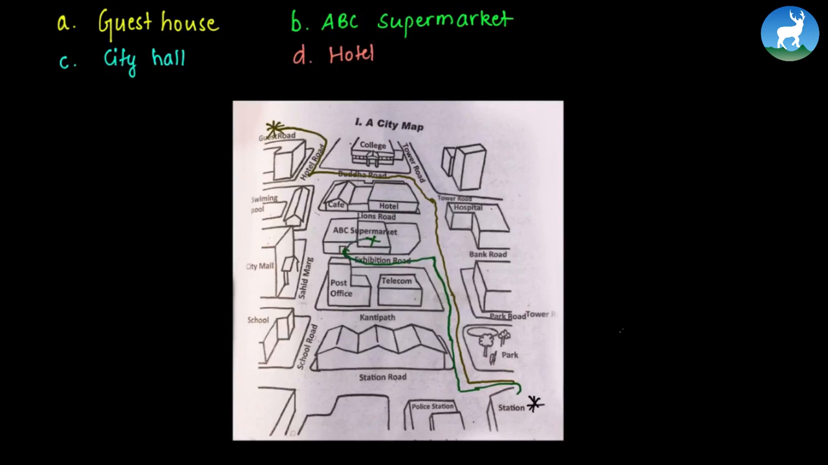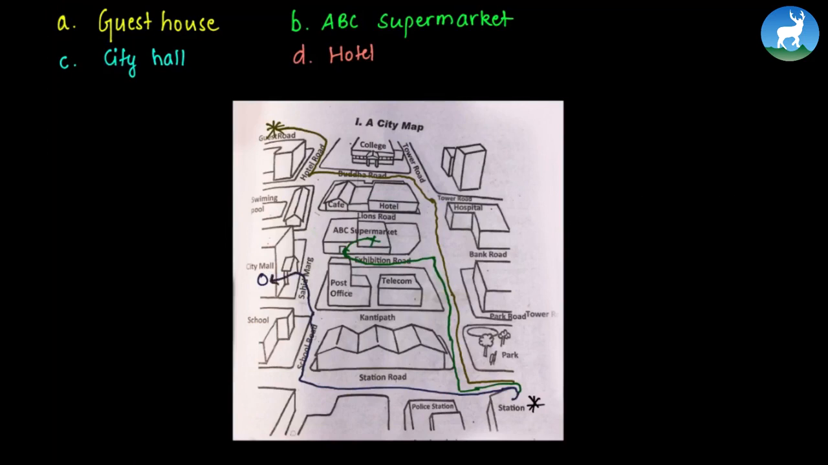Next we need to reach the City Hall. Now where is City Hall? So City Hall is in the City Mall. So we can get to the City Hall from the station in this way. We come out of the station, go straight, and then take a right, and through Sahid Marg we reach the City Mall.